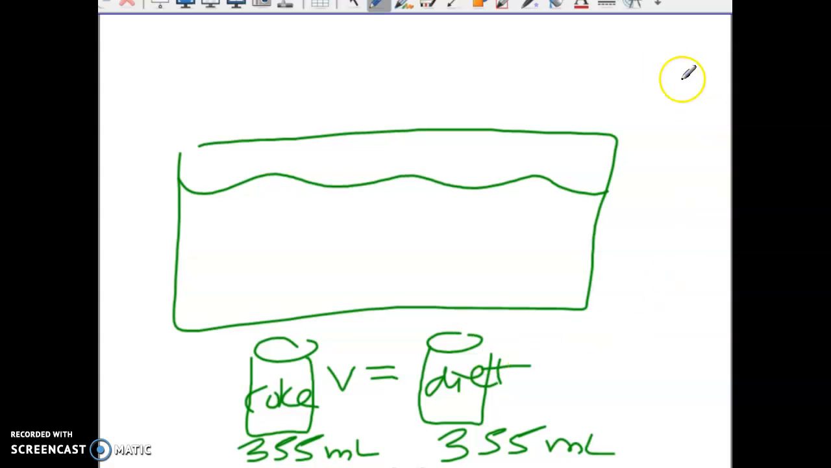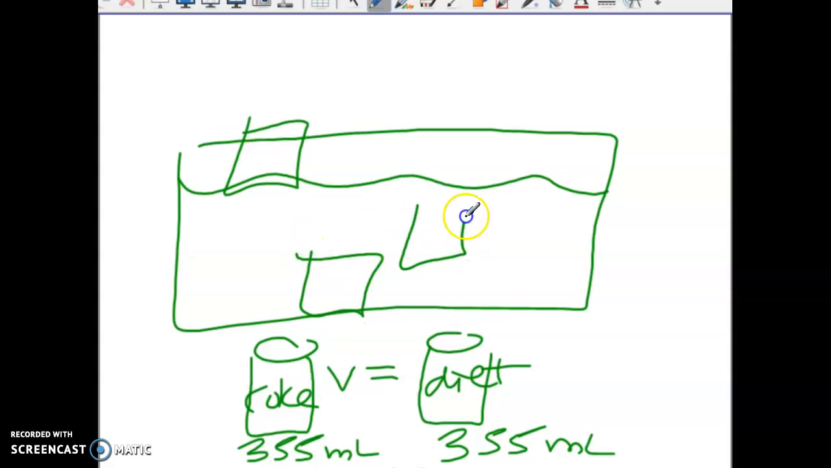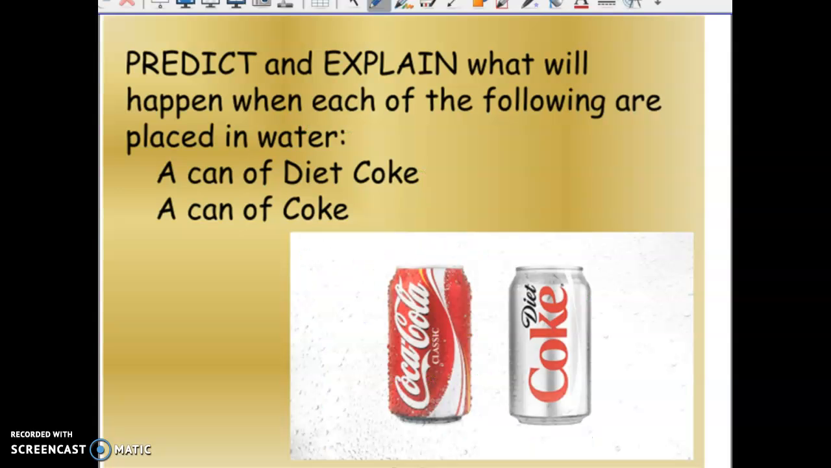What we're going to do is, in the video, they're going to put the two cans of pop in water, and I want you to predict what you think will happen. Will they sink? Will they float? Will they stay suspended in the water? The scenarios really are either they're floating, they're sinking, or maybe they're suspended in the middle. I want you to predict what will happen to each can of Coke, and explain why you believe that prediction will happen. So pause the video and make this prediction before you continue to see what's going to happen here.